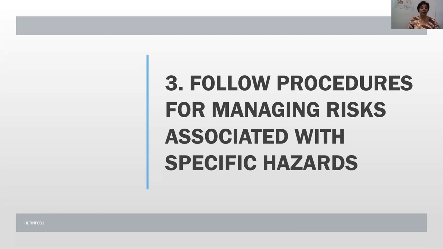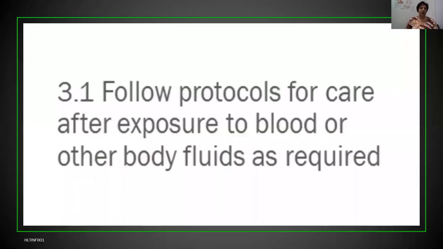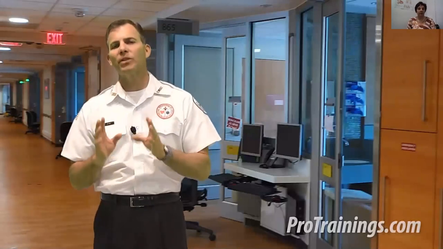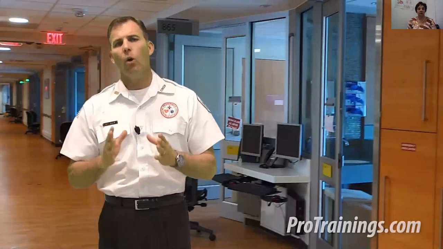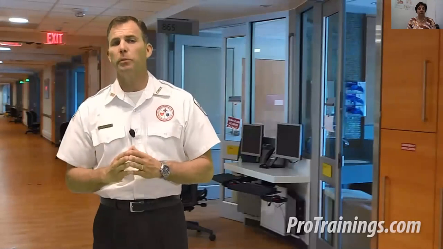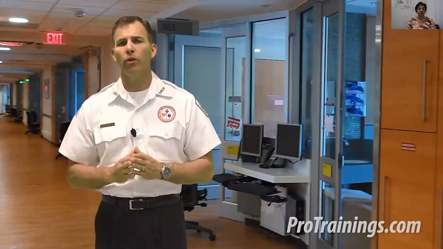Follow procedures for managing a risk associated with specific hazards. So there's all the chapters there. Protocol for care after exposure to blood or bodily fluids. How can an exposure incident be identified? An exposure incident is defined as a specific mucous membrane, broken skin, or punctured contact with blood or other potentially infectious material that results from the performance of an employee's duties. This includes contact with blood or body fluid with an open cut, splashes of blood or body fluid in the eyes, nose, or mouth, or any situation where there's a high probability of contamination.